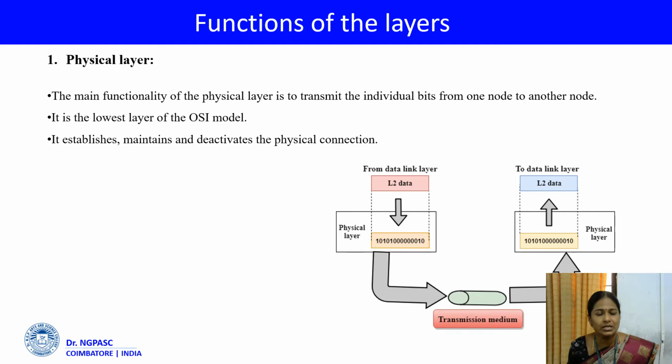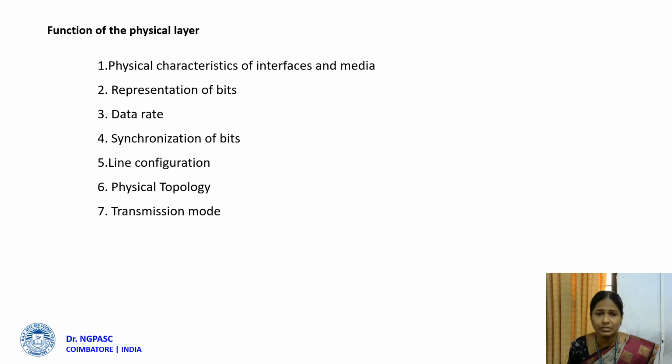It is the lowest layer of the OSI model. It can establish, maintain, and deactivate the physical connections. With the help of this diagram, I can explain it to you. The physical layer accepts the data from the data link layer and transfers it through the transmission media to the receiver.